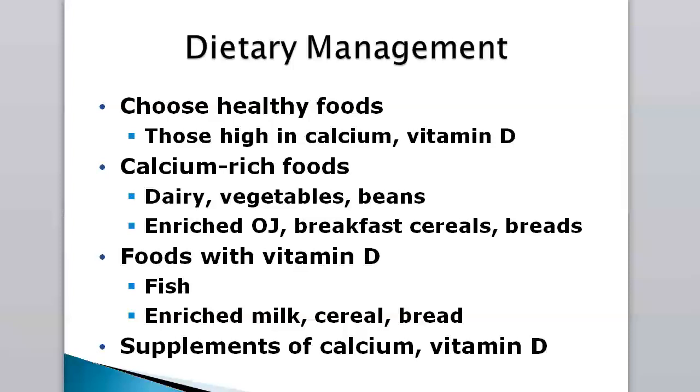Want to be able to teach people about choosing foods that are high in calcium and vitamin D. Some of these calcium-rich foods are dairy products, vegetables, and some beans, and also foods supplemented with extra calcium include orange juice, breakfast cereals, and breads. Foods rich in vitamin D include fish. Foods with vitamin D added include milk, cereal, and breads. And if inadequate calcium and vitamin D are found in the diet, patients may be ordered to take supplements to ensure that their body is getting enough of these particular nutrients.